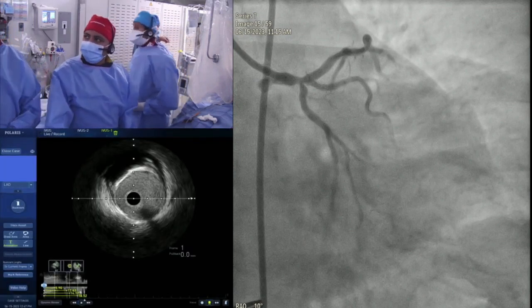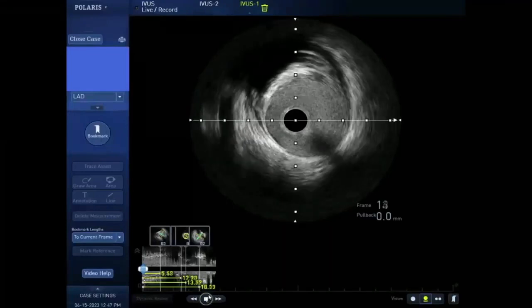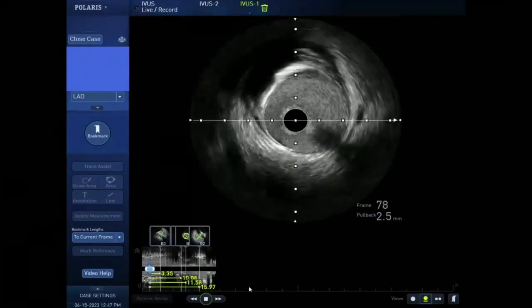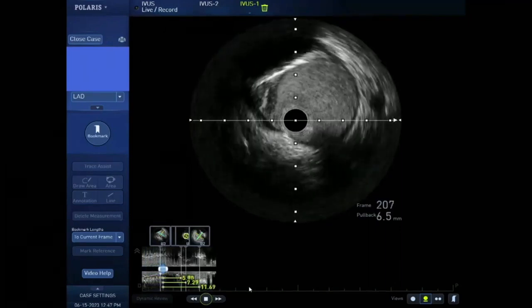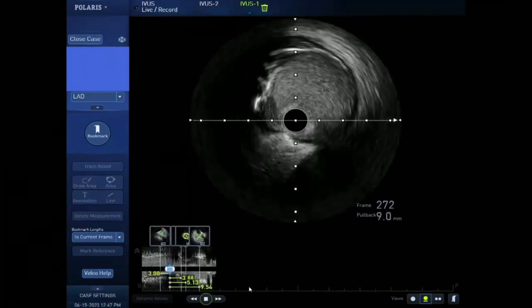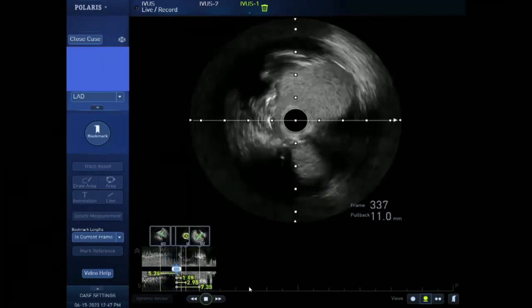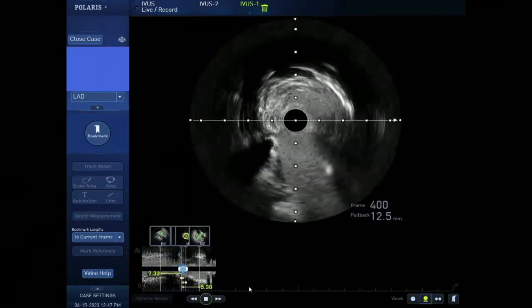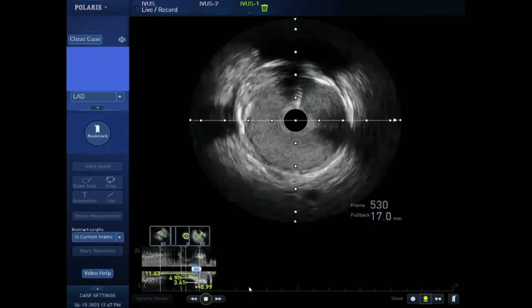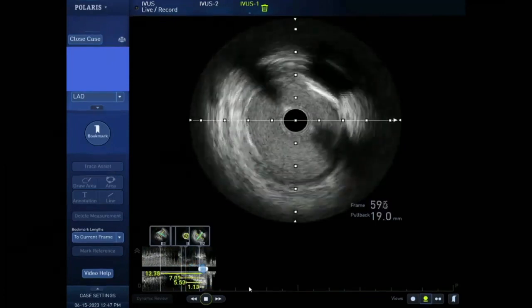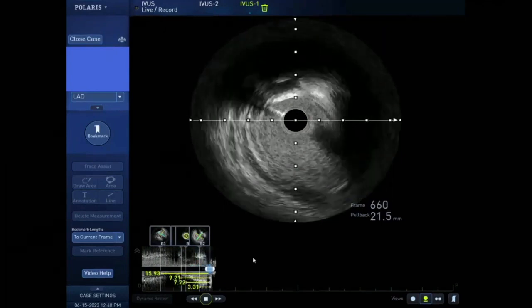Okay, so I'll start. This is a pullback from the proximal LAD. Good area, big vessel, disease-free vessel. Coming to the ostium, now you see that this is the left main. Then the circ. And this left main has a focal 360 calcium. Body is patent, very focal calcium. But it looks like the ostial LAD is patent.